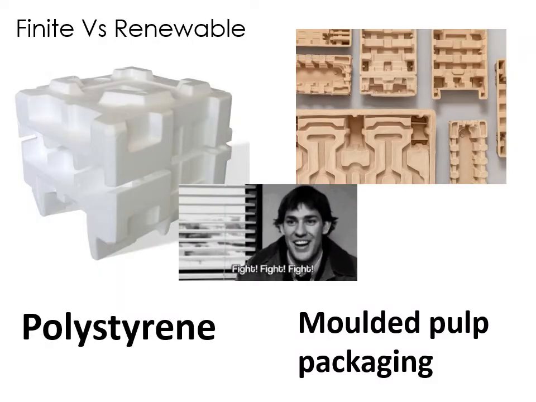So between these two, polystyrene and moulded paper pulp, which one do you think is from a finite resource and which one is renewable? Exactly right. Well, I hope you're right. Polystyrene comes from a finite resource. It's a type of plastic. It comes from crude oil. It cannot be recycled. Moulded paper pulp is just from paper that's moulded into the shape of the product, much more environmentally friendly, and comes from a renewable source. So the winner on this one is the moulded pulp packaging.